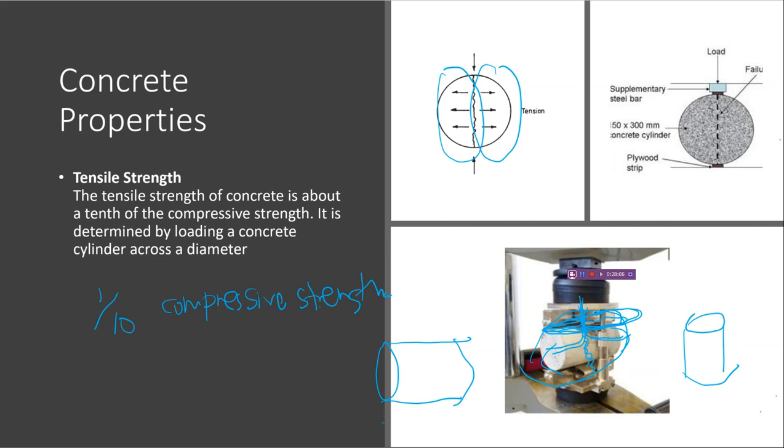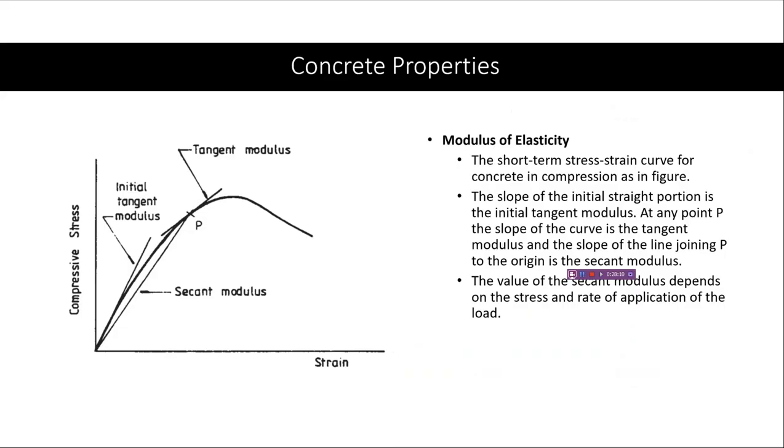Okay, alright. So we have the next property, which is the modulus of elasticity. The short term stress strain curve for concrete in compression is shown in the figure. As I said before, macam dalam compressive strength, macam dalam Hooke's law, you still remember dalam part 2 kita ada belajar modulus of elasticity. So the same thing.